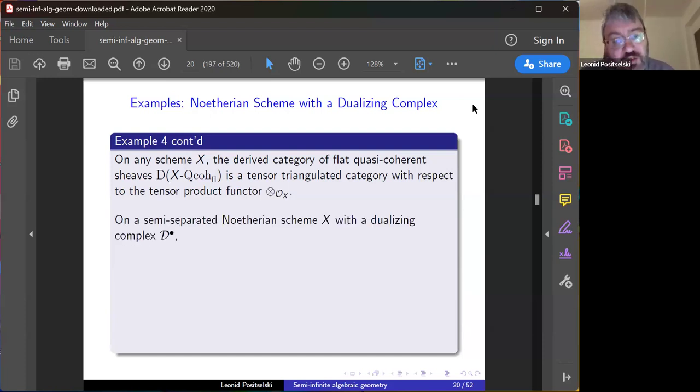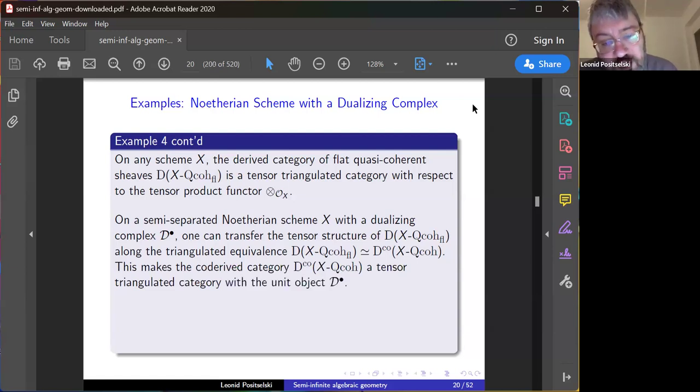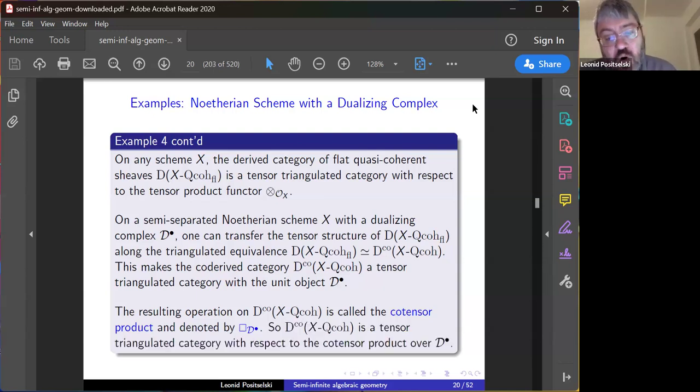On a semi-separated Noetherian scheme X with the dualizing complex D, one can transfer the tensor structure of D(X-qcoh-flat) along the triangulated equivalence to the coderived category. This makes the coderived category a tensor triangulated category with the unit object D. The resulting operation on D^co(X-qcoh) is called the cotensor product and denoted by cotensor product over D. So D^co(X-qcoh) is a tensor triangulated category with respect to the cotensor product over the dualizing complex.